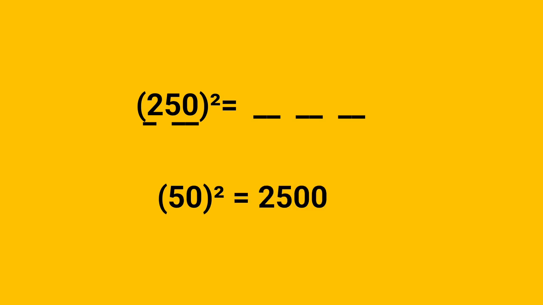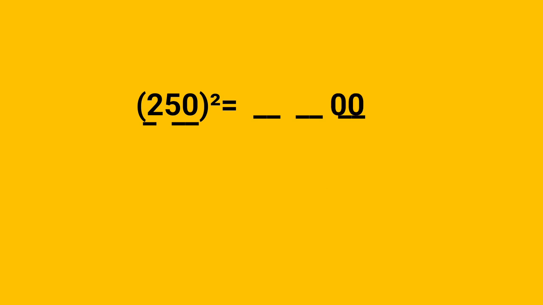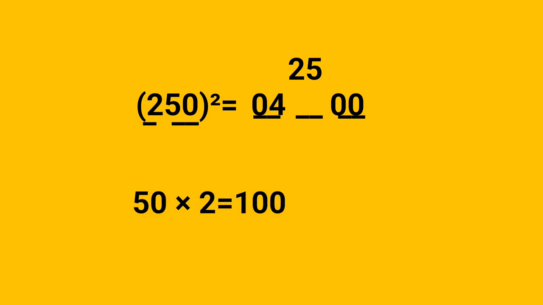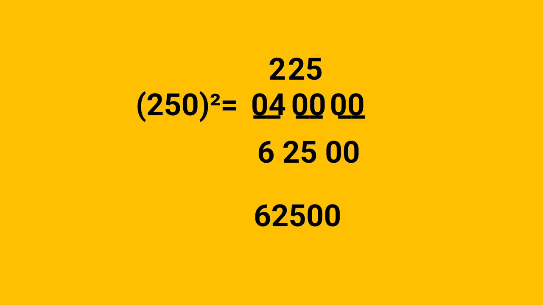Let us now find the square of 250. 250 squared. We first divide 250 as 2 and 50, and write like this. 250 squared equals: 50 squared is 2500. We write 00 of 2500 here and carry 25 here. Write 2 squared as 4 here. Now multiplying 50 times 2 is 100, times 2 is 200. Write 00 of 200 in the middle, and write carry 2 here. Now adding, we get 62500. Finally the answer is 62500.